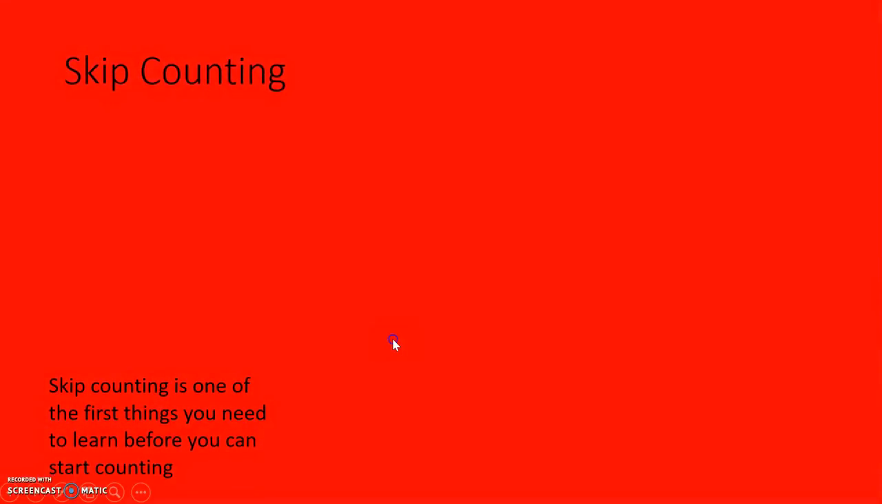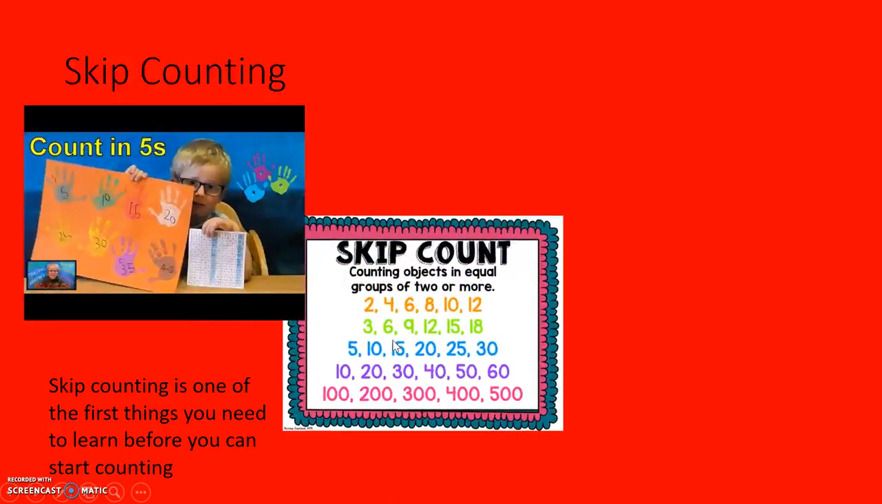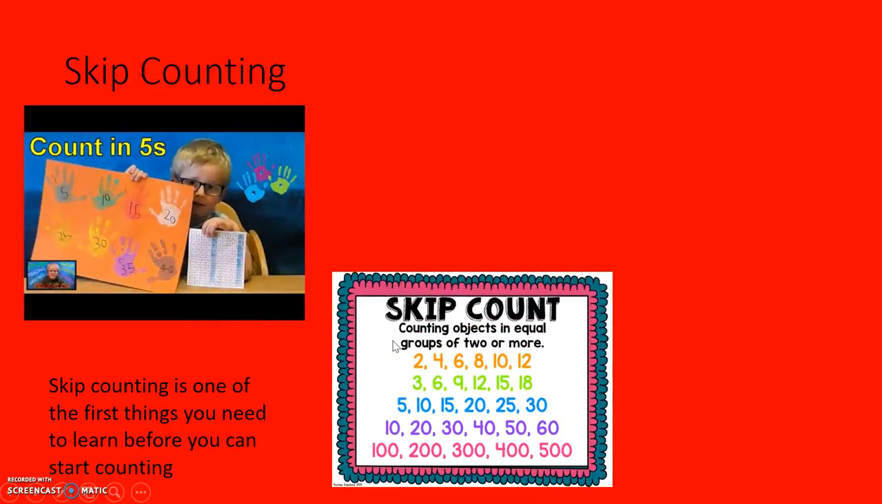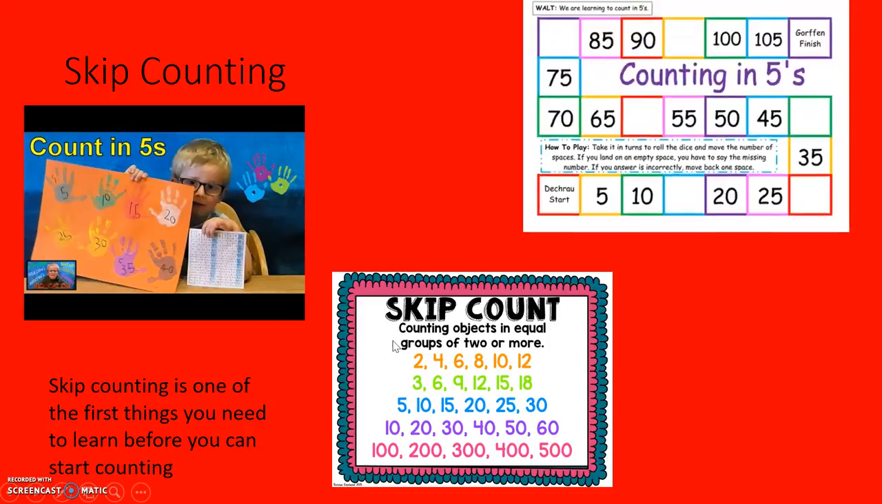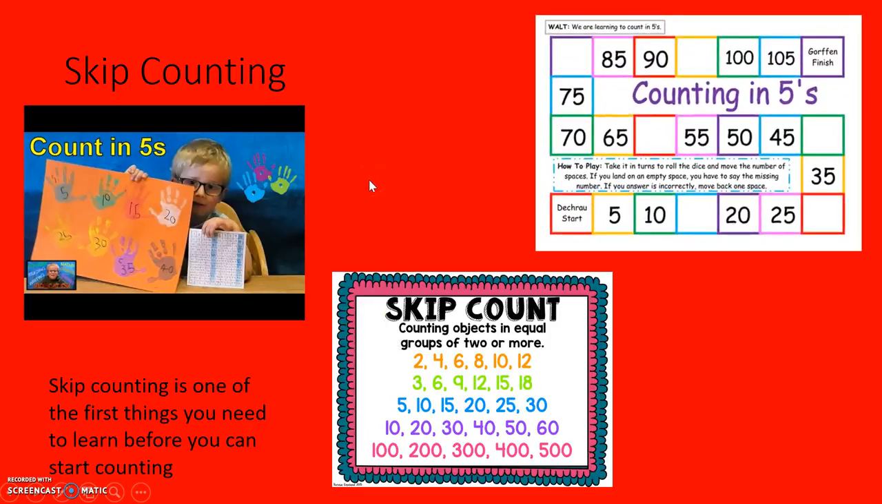The first thing we will be learning about is skip counting. Skip counting is one of the first things you need to learn before you can start counting. So what skip counting is, if you see right here, this is a chart, you can count by 2s, 3s, 5s, 10s, 100s, but it's skipping every other number. So 2, 4, 6, 8, 10. It's basically groups, and you can do this many ways when you're teaching a class.